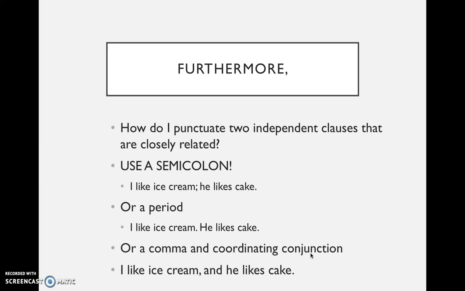The coordinating conjunctions are the FANBOYS. For, and, nor, but, or, yet, and so. You need to know these. You should already know these. So if you don't, write them in your notes now. For, and, nor, but, or, yet, so.